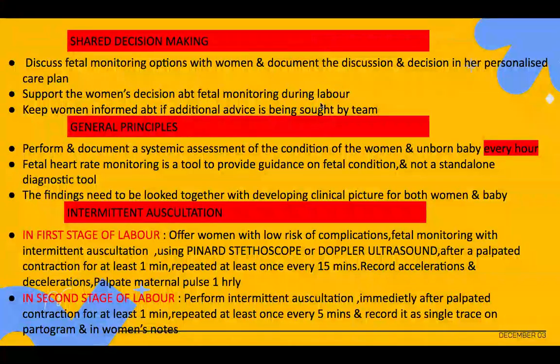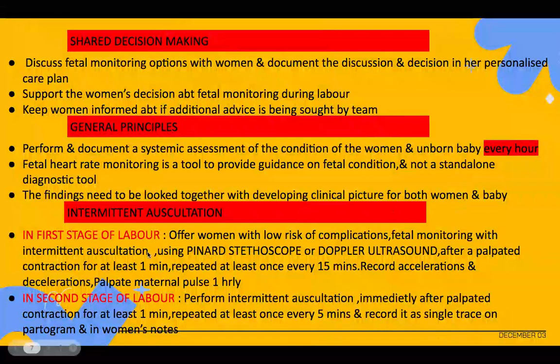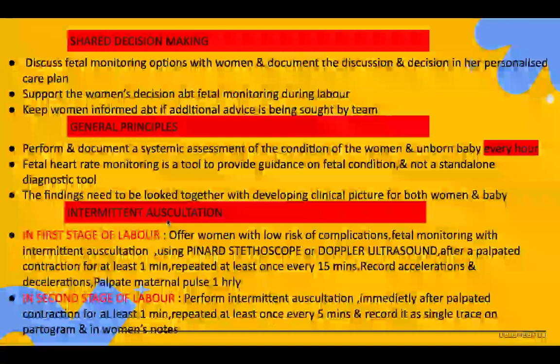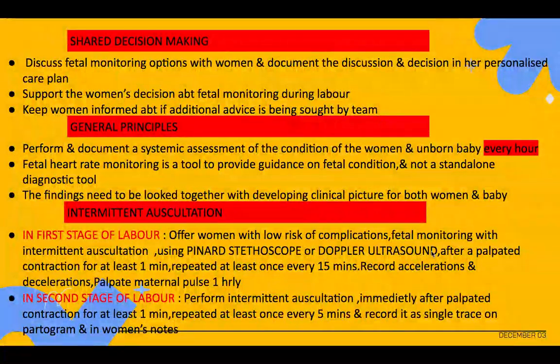All right. So shared decision making has been discussed, right? Now, intermittent auscultation. When we have to do the intermittent auscultation, what should be the frequency of intermittent auscultation? In the first stage of labor, just remember this can come as a single best answer question. The tools that we use for the first stage labor monitoring are the Pinard stethoscope and the Doppler ultrasound, right? These are the only two methods.